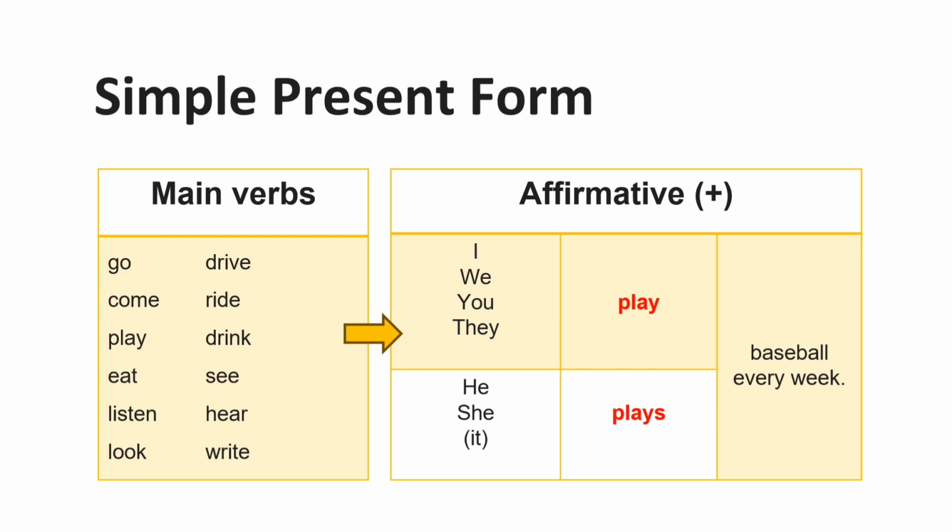Like I play baseball every week, or we play baseball every week. The same is true for you and they. But be careful. For he, she, and it, we need to add s to the main verb. So he plays baseball every week, and she plays baseball every week. The same is true for it.